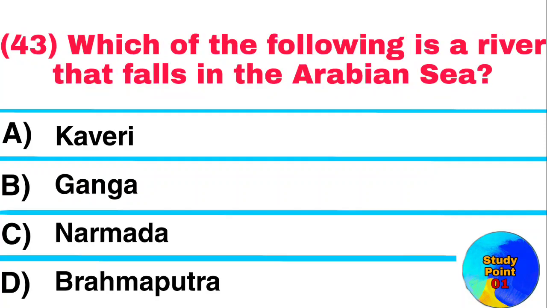Question. Which of the following is a river that falls in the Arabian Sea? A. Kaveri, B. Ganga, C. Narmada, D. Brahmaputra. Answer. Narmada.